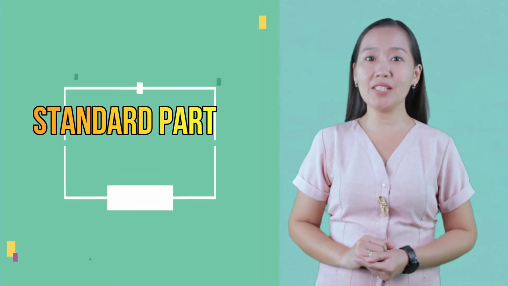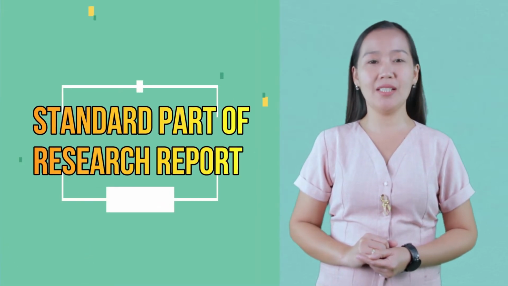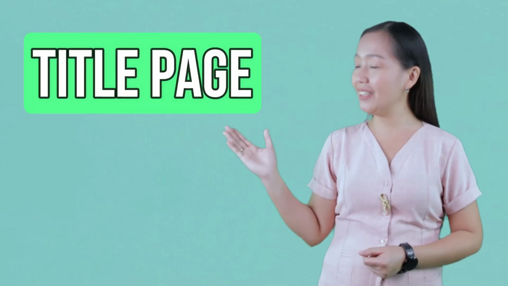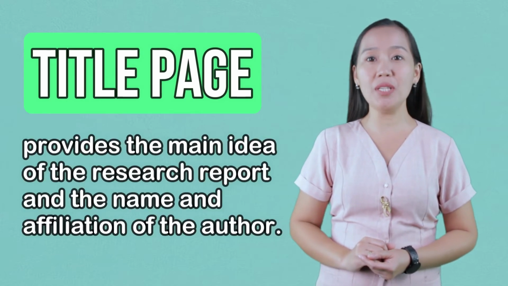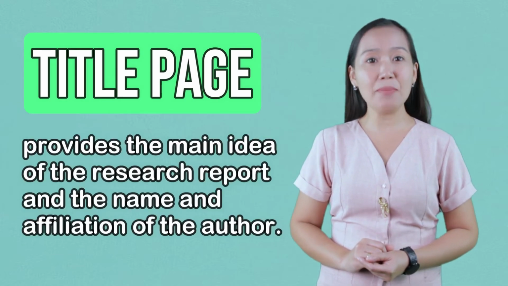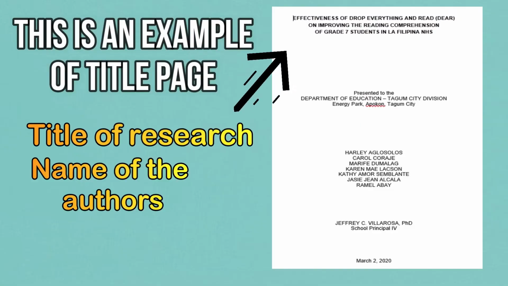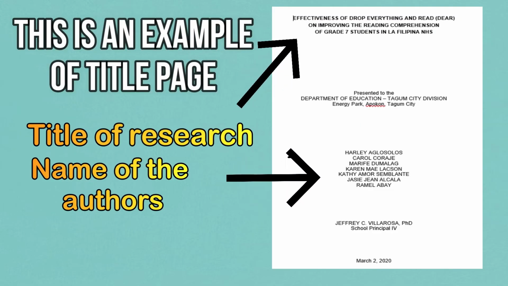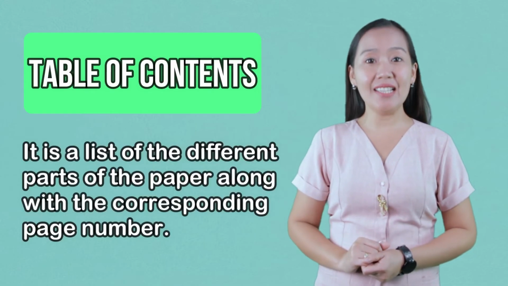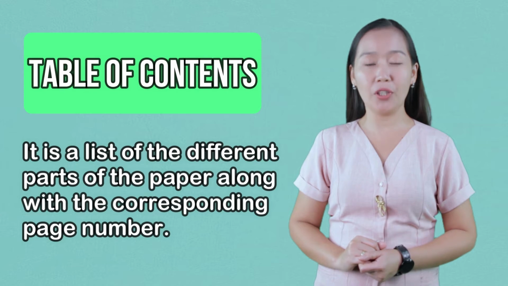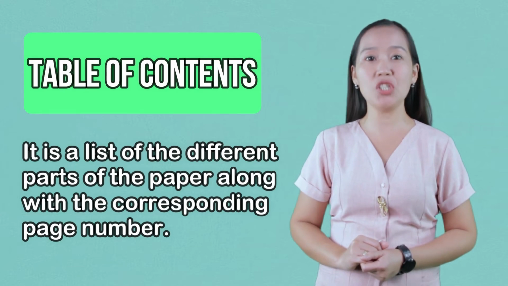There are different parts of a standard research report. It will start with a title page. The title page provides the main idea of the research report and the name and affiliation of the author. Table of contents. It is a list of the different parts of the paper along with the corresponding page number.